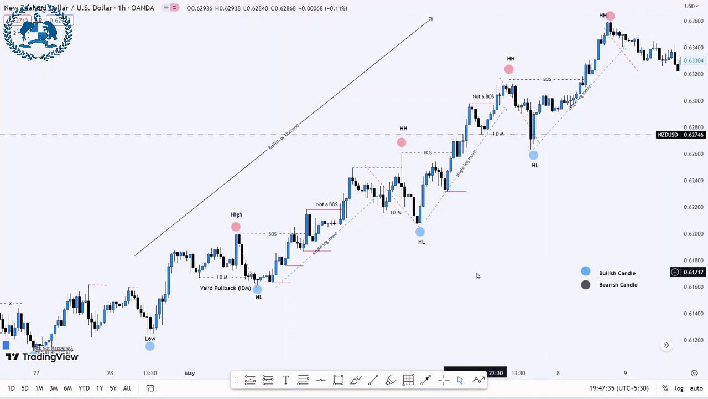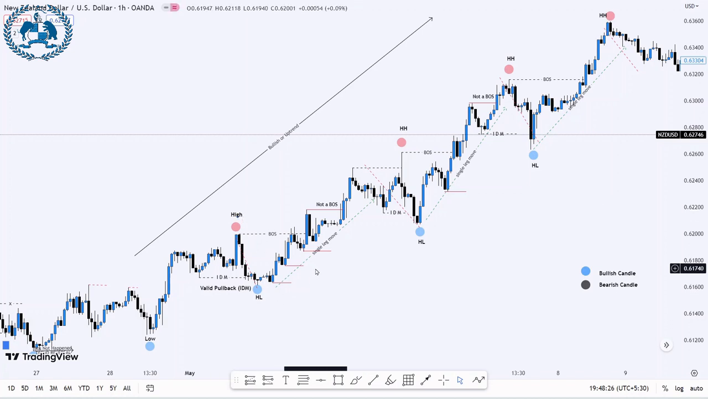Now we will see how to mark our higher high, higher low, break of structure and inducement in a real chart. This is New Zealand dollar versus US dollar on the 1 hour time frame. Here the market is in a bullish trend. So the green dotted lines are impulsive moves and the red dotted lines are correction moves. This is our low and here is our high. This correction move is a valid pullback because it has violated the previous candle low or the small swing low.